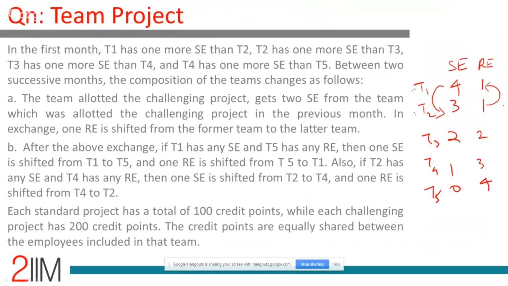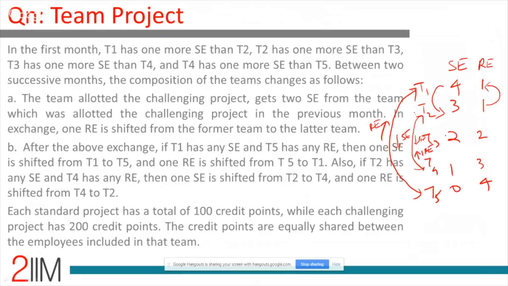After the above exchange, if T1 has any SE and T5 has any RE, then 1 SE is shifted from T1 to T5, 1 RE is shifted from T5 to T1. So after we do this, we look at T1 and T5. We send 1 SE in this direction, 1 RE in this direction. Also, if T2 has any SE and T4 has any RE, then 1 SE is shifted from T2 to T4, 1 RE is shifted from T4 to T2. Same. So from here to here, we shift 1 SE. Other way around, we shift 1 RE.